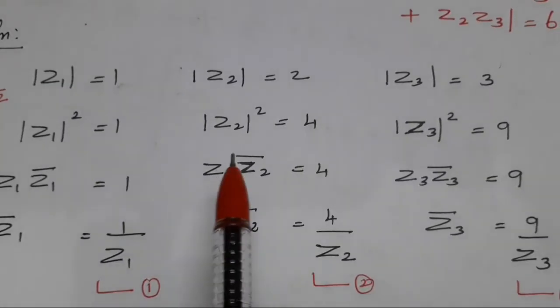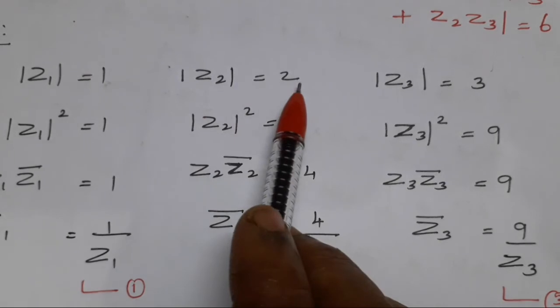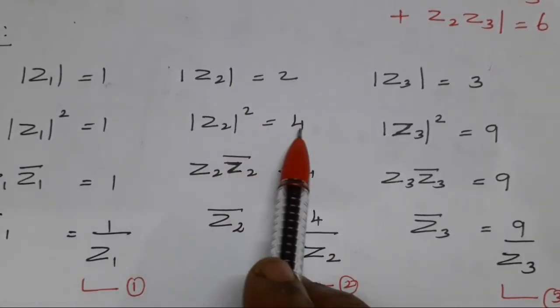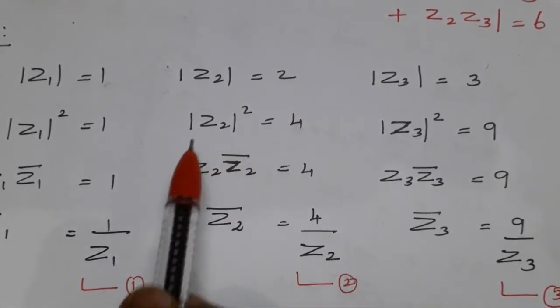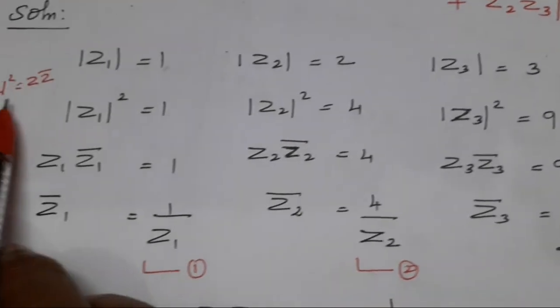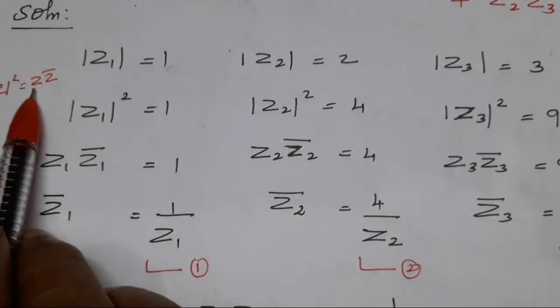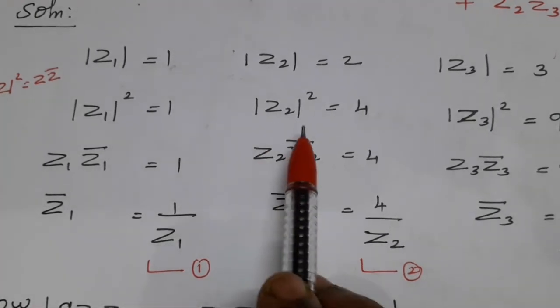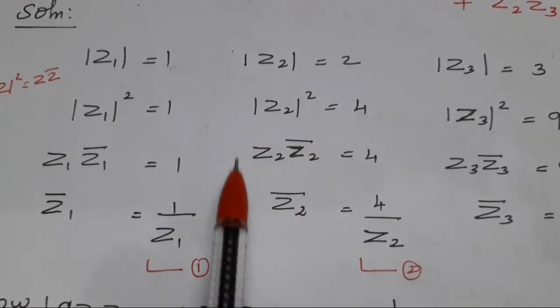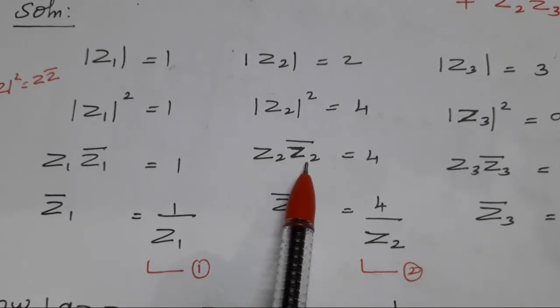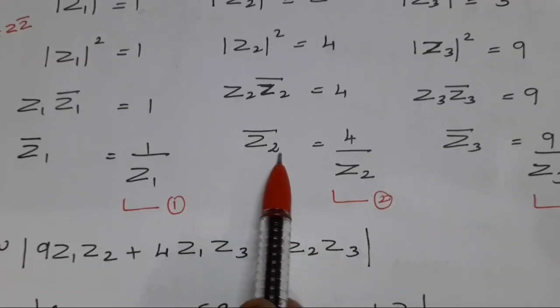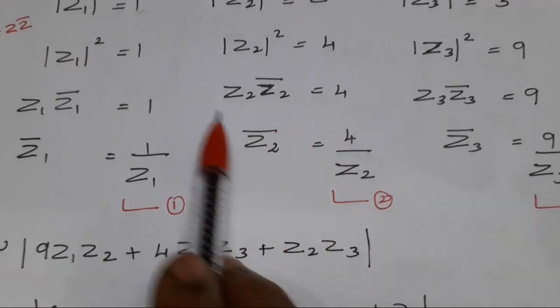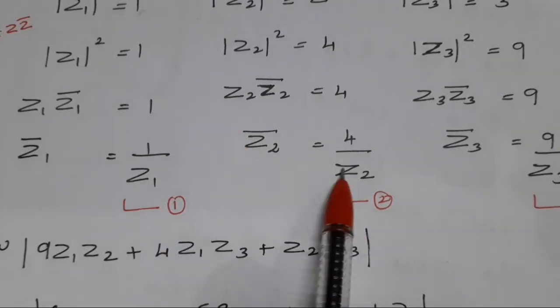Similarly, we find the next result also. Modulus of z2 equal to 2. Modulus of z2 whole square is 2 square, which is 4. We rewrite modulus of z square as z into z bar, an important property marked in the book itself. So modulus of z2 square is 4, which we rewrite as z2 into z2 bar equal to 4. That is nothing but z2 bar equal to 4 by z2.